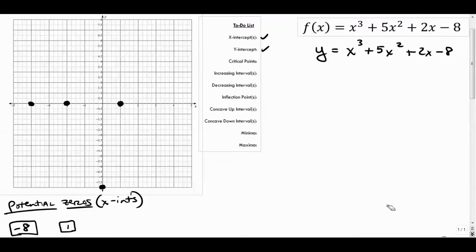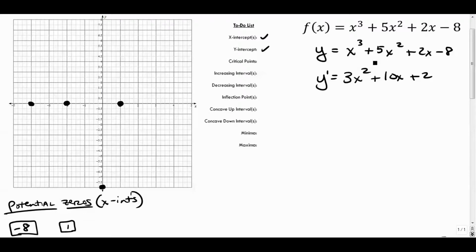To find critical points, we need to find our first derivative. I keep saying this, but if you're a little bit rusty on your derivative rules, this is not the video for you. Go back and get caught up. We're taking the 3, multiplying it by 1 to get this number, and then we're just reducing this by 1. 2 times 5 is 10. Reduce the exponent by 1. 2x differentiates into just 2, and the constant disappears. So there's our first derivative.